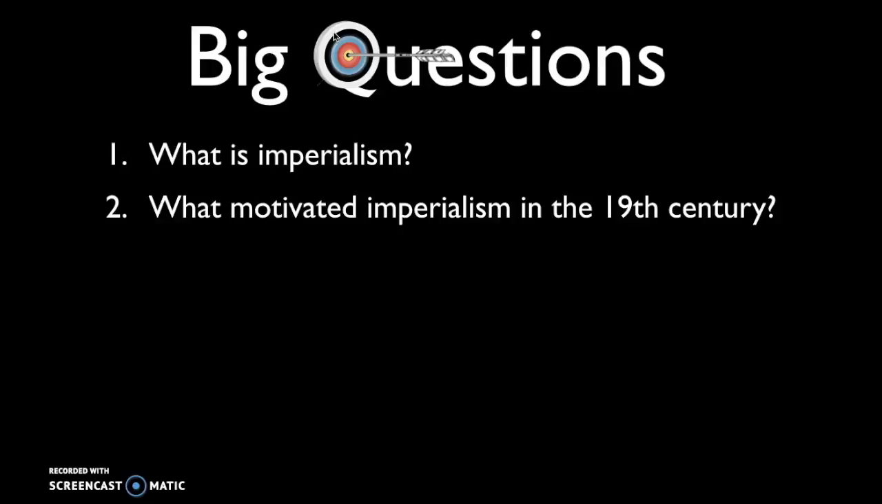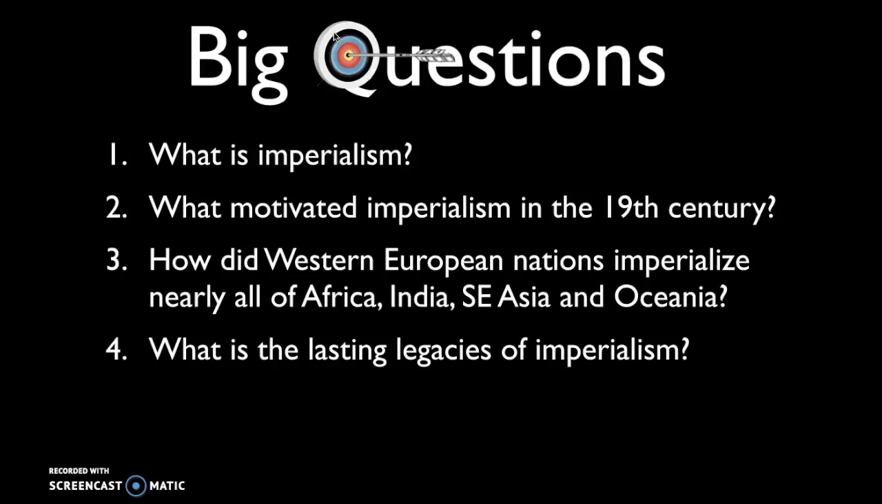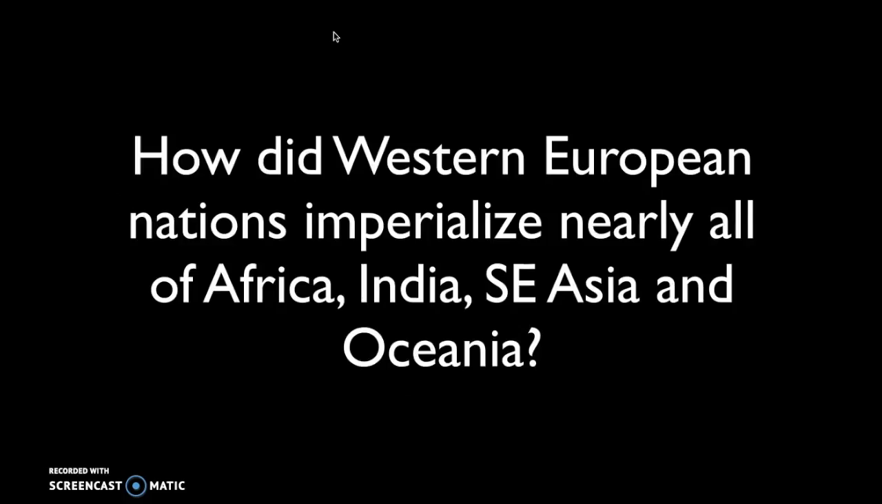In this video, we'll be focusing on how did Western European nations come to imperialize nearly all of Africa, India, Southeast Asia, and Oceania? And then what are the lasting legacies of imperialism? So how did Western European nations imperialize nearly all of Africa, India, Southeast Asia, and Oceania? So we'll take these regions one at a time, starting with Africa.